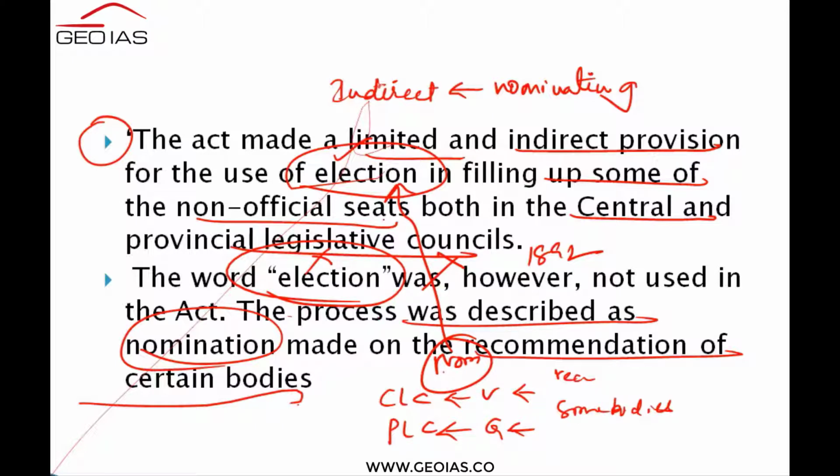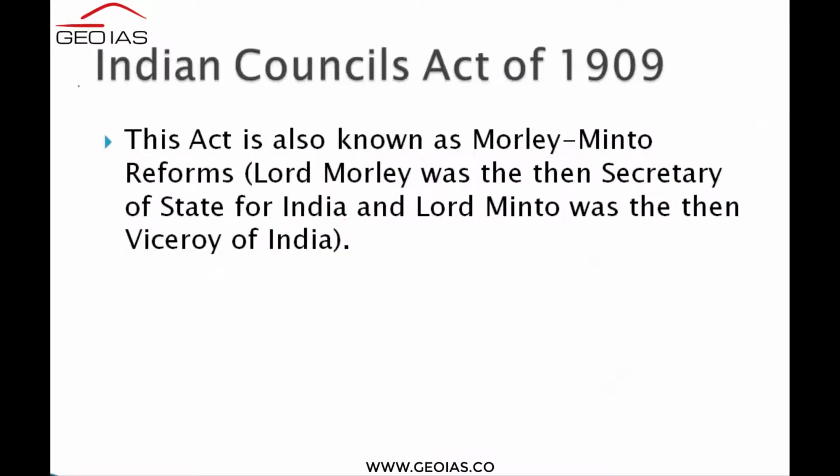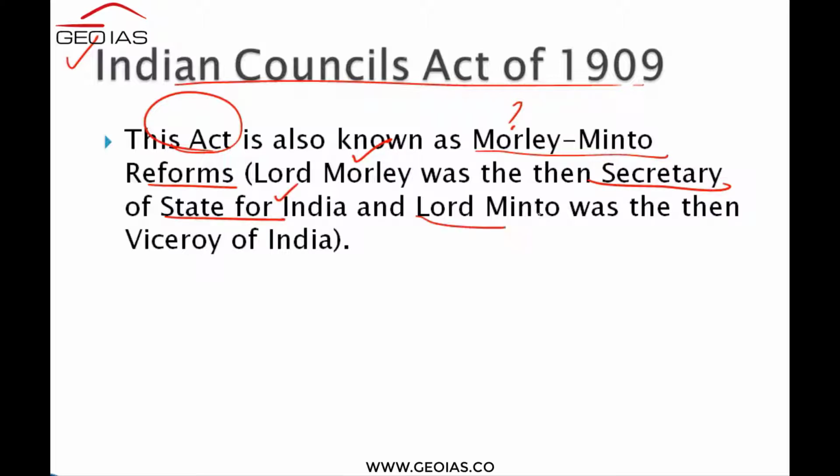So the provisions of the 1892 Act are these, and we will start with the Indian Councils Act of 1909. This act is also known as the Morley-Minto reforms. Why is it known as the Morley-Minto reforms? Because Lord Morley was the Secretary of State for India at that time, and Lord Minto was the then Viceroy of India. Based upon these two people's names, the Indian Councils Act of 1909 is known as the Morley-Minto reforms.